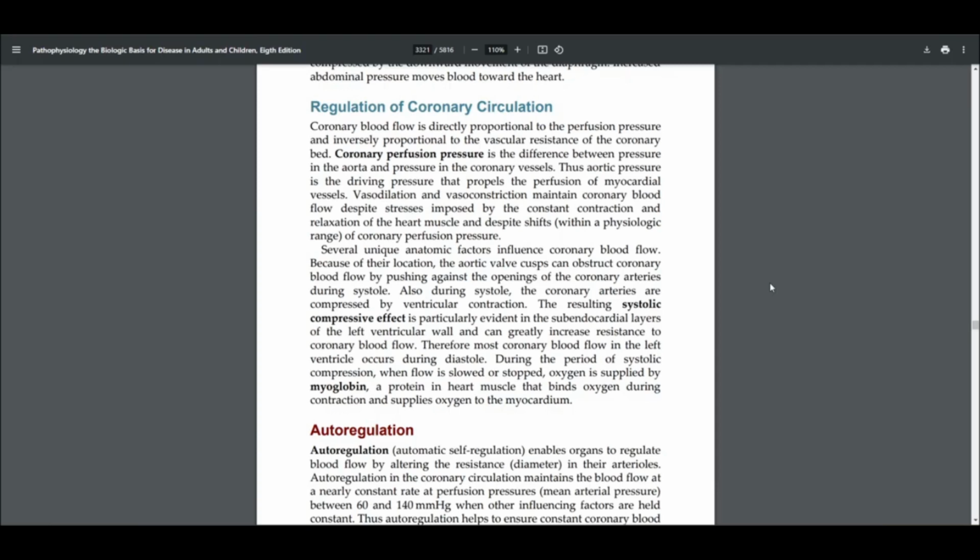most coronary blood flow in the left ventricle occurs during diastole, since during the period of systolic compression flow is slowed or stopped. Oxygen is supplied by myoglobin, a protein in the heart muscle that binds oxygen during the contraction and supplies oxygen to the myocardium.